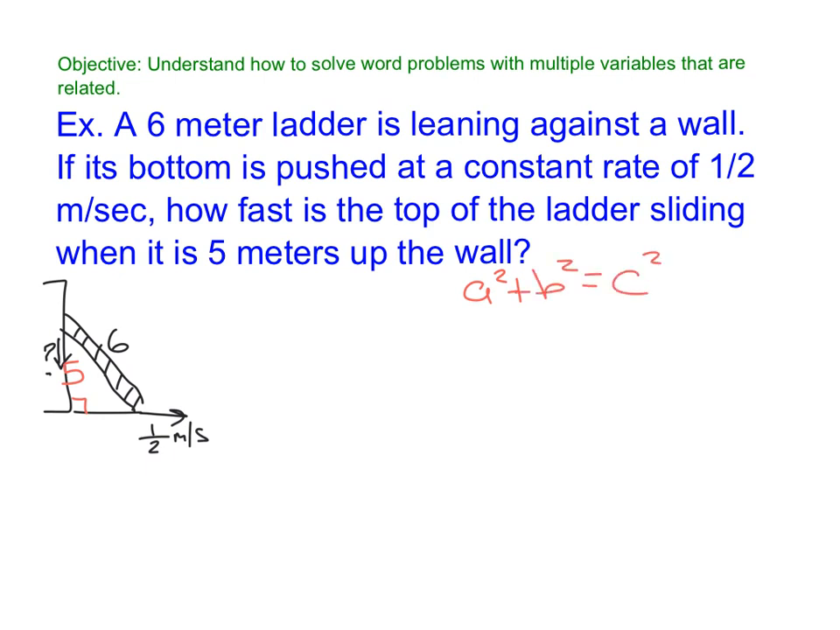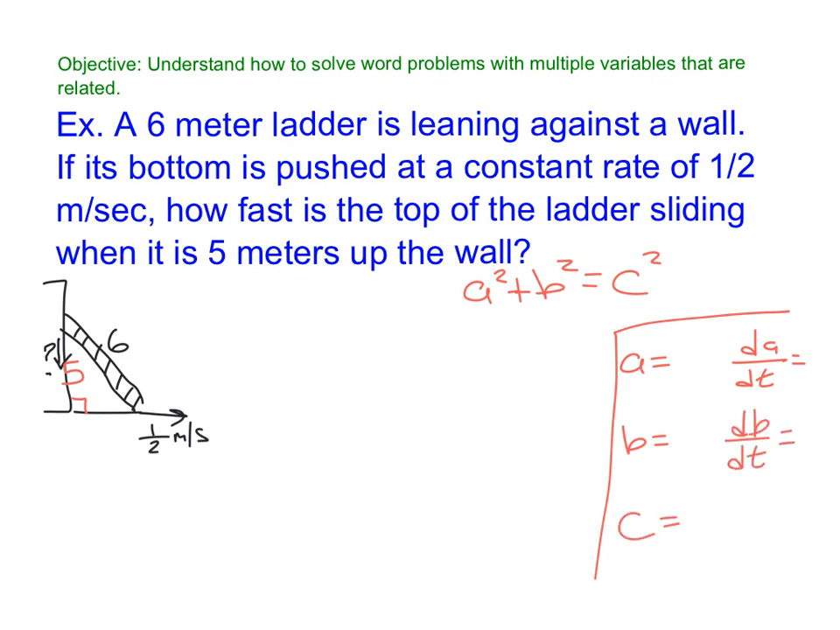Now the first thing I typically do is make myself a little table over on the side. I have my a and dA dt, my b and dB dt, and then my c and dC dt. I didn't do that on the other one because it was a little more simple. Now identify which letter is which. 6 is my C. A and B doesn't matter, so just pick something. I'm going to make this one my A and this one my B. So in this case, my B is 5.